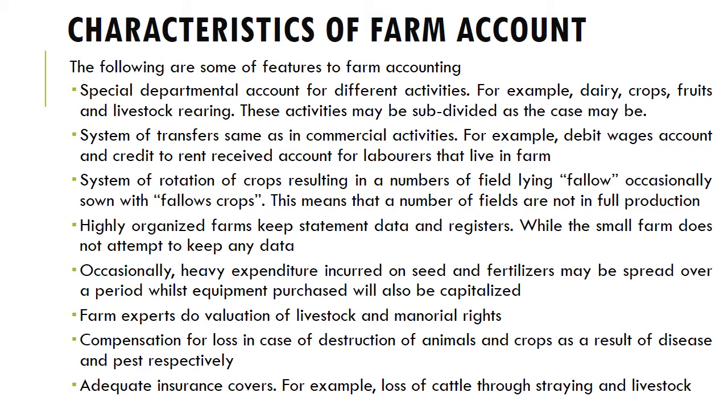Then we have compensation for loss in case of destruction of animals and crops as a result of diseases and pest control. And this leads to the fact that there's need for adequate insurance covers. For example, loss of cattle, drought strain, and livestock.